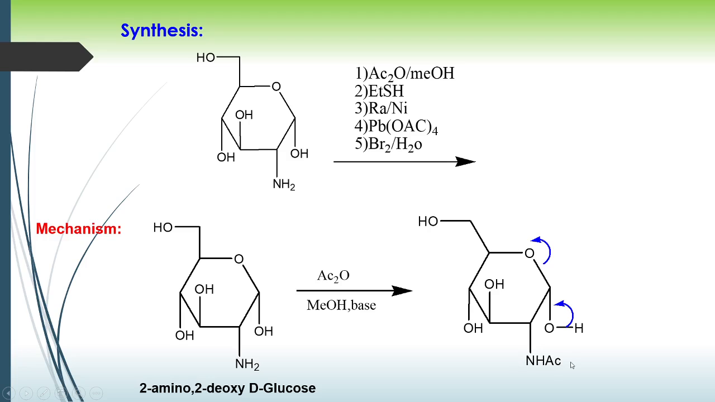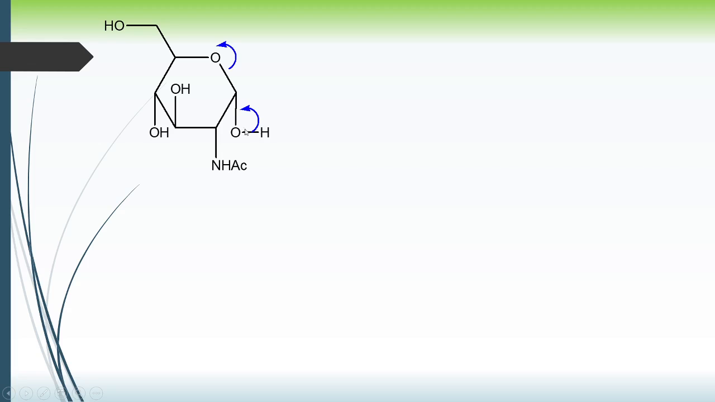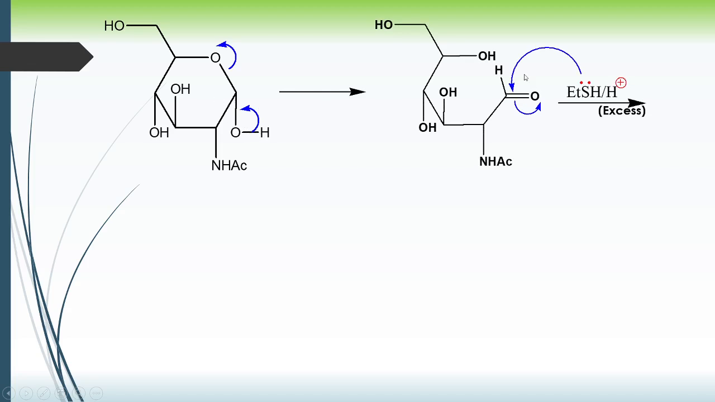In the next step, we convert this molecule into the aldehydic group. This is converted into this aldehydic group. After that, we write excess of EtSH. EtSH means ethyl thiol, like a diol molecule or an alcohol.